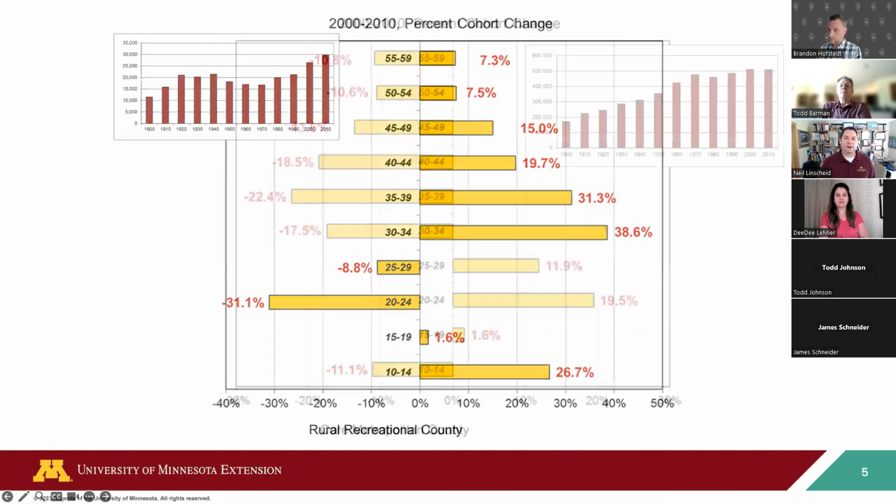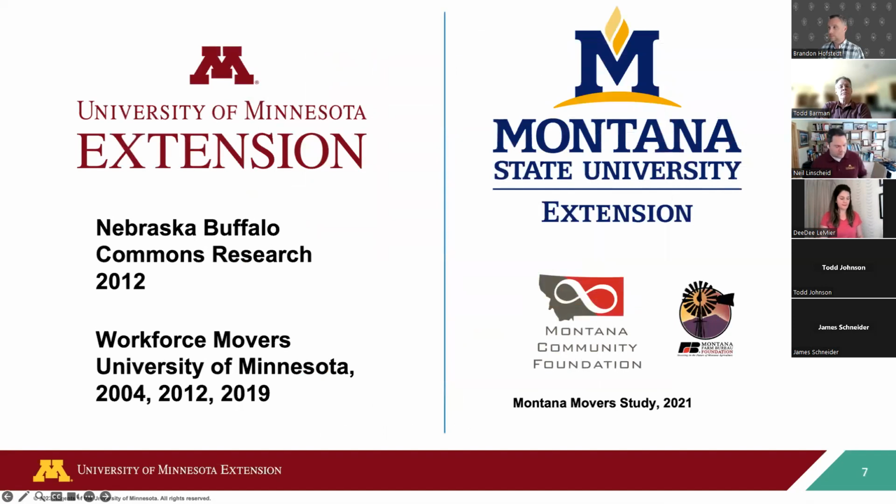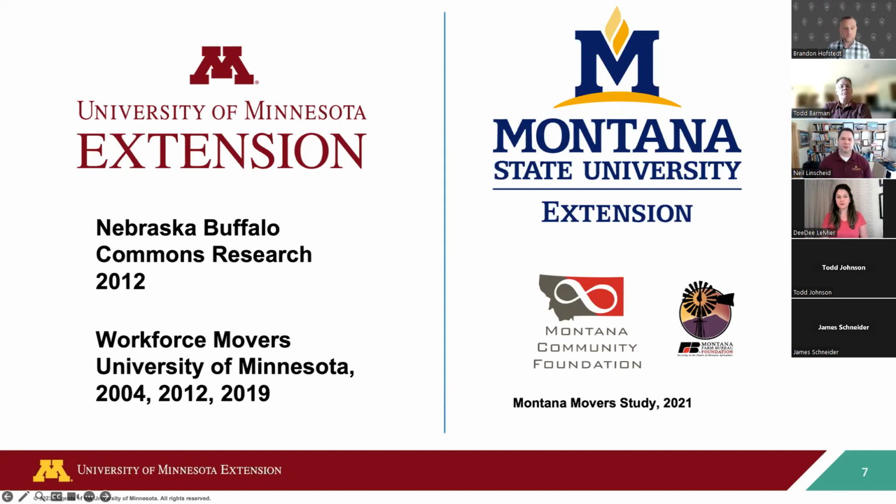We wanted to know more, and we also wanted to know what it looked like when we compared it to metropolitan counties, and saw it was almost the reverse. That you're gaining these 20-year-olds, but losing people in these other cohorts. So that really led us on a multi-year journey to understand what was happening. And we've partnered with the University of Nebraska. We've partnered with the University of Montana Extension and several other groups over that time to survey newcomers, to really be intentional and find out what is happening.